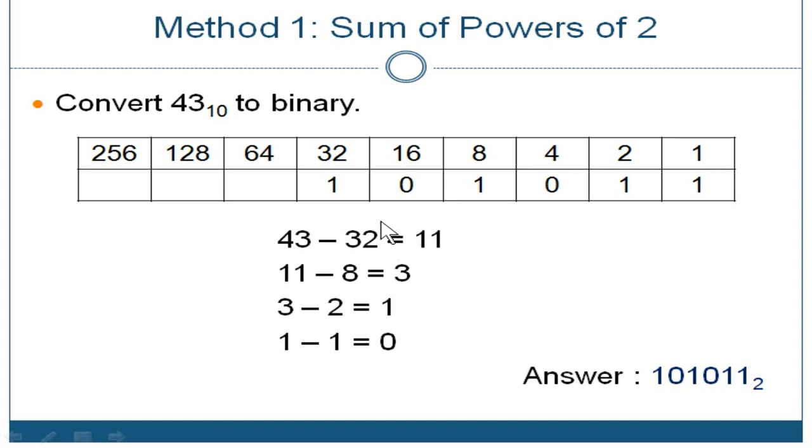After completing, notice that 32, 8, 2 and 1 are the numbers we used. So under 32 you have 1, under 8 you have 1, under 2 you have 1, and under 1 you have 1. This is the final value: 1 0 1 0 1 1. You have to write it straight that way. That is the answer for the decimal number 43. This is the binary equivalent for 43.